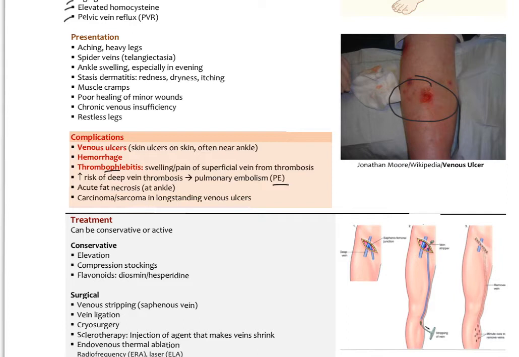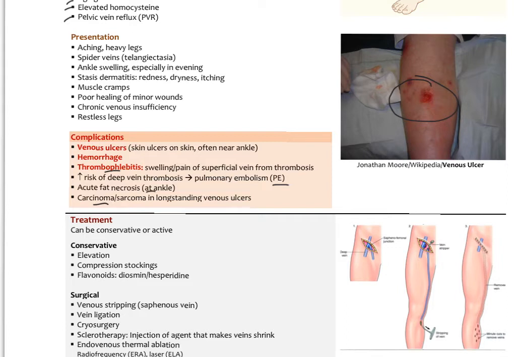You can also have what's called acute fat necrosis due to all the venous stasis. Usually that happens at the ankle. And then some of the very long-standing venous ulcers can actually become cancerous. So there's an increased risk of different skin cancers, squamous cell and whatnot, from long-standing venous ulcers.